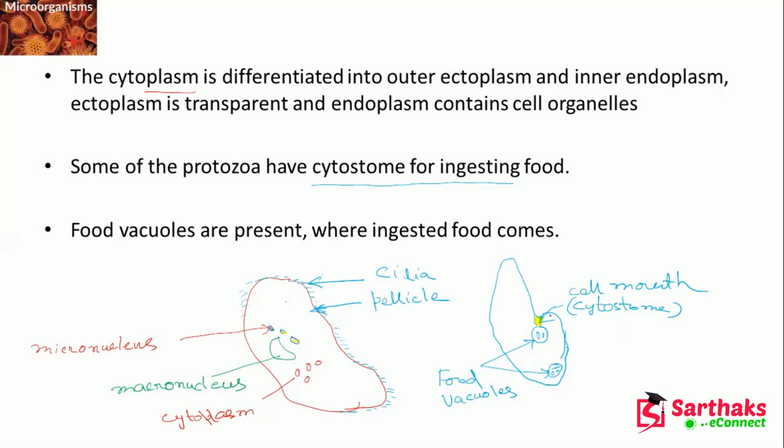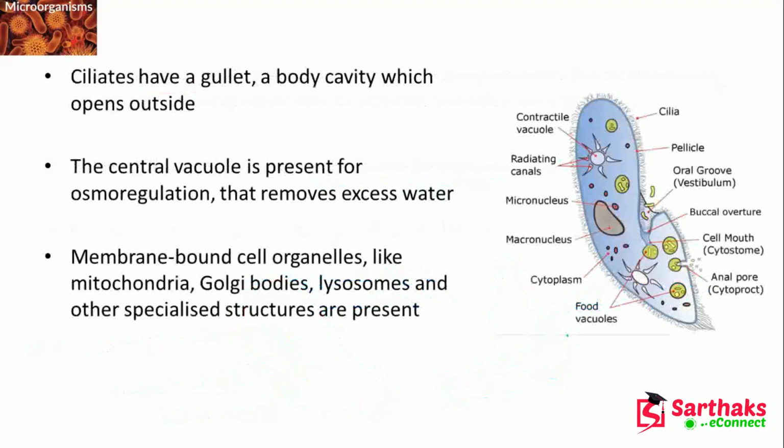So this is the cell mouth, also called the cytostome, through which the protozoa takes and ingests food. Then the ingested food will come to the food vacuoles. Okay, so these are the things.